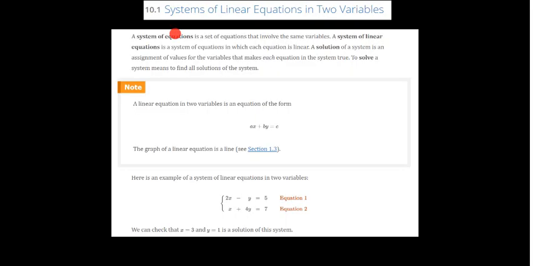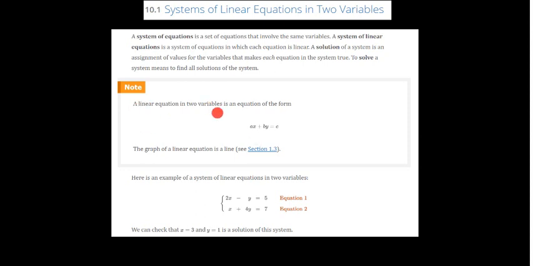All right, from the top. A system of equations is a set of equations that involve the same variables. A system of linear equations is a system of equations in which each equation is linear. A solution of the system is an assignment of values for the variables that make each equation in the system true. To solve a system means to find all solutions of the system.